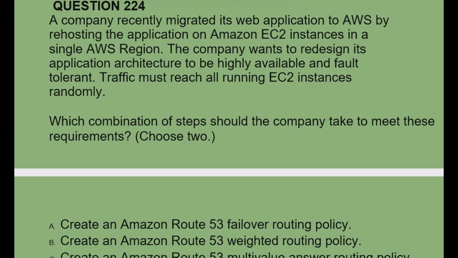Question is, a company recently migrated its web application to AWS by rehosting the application on Amazon EC2 instances in a single AWS region. The company wants to redesign its application architecture to be highly available and fault tolerant. Traffic must reach all running EC2 instances randomly. Which combination of steps should the company take to meet these requirements? Choose two options.